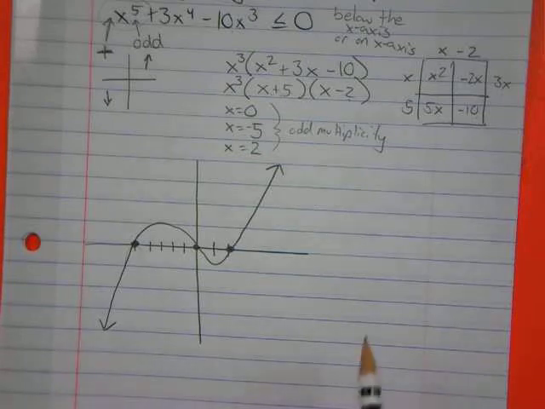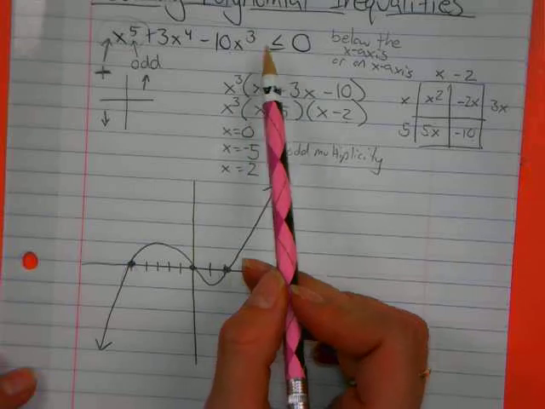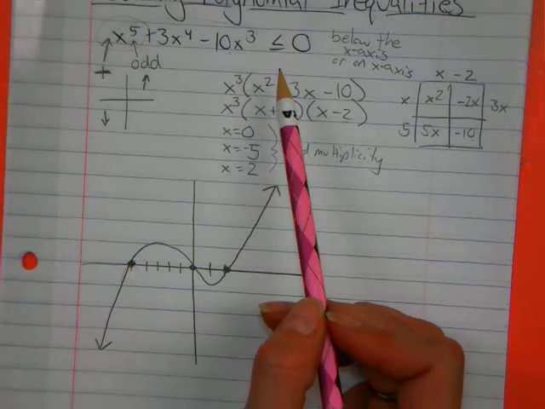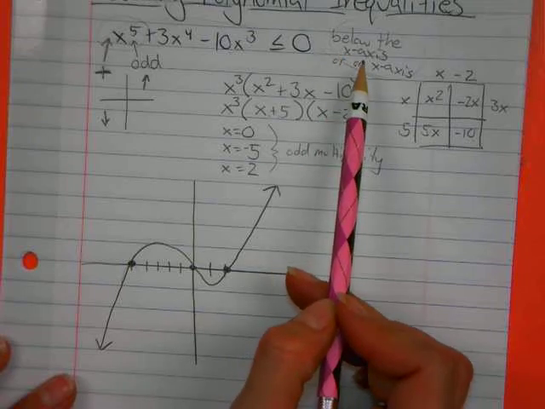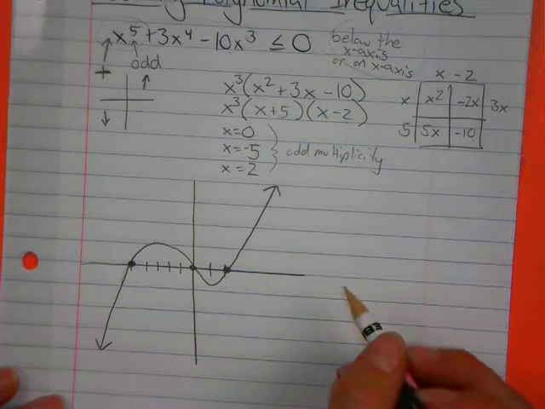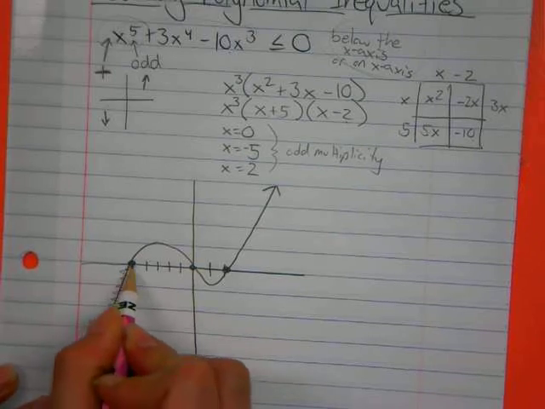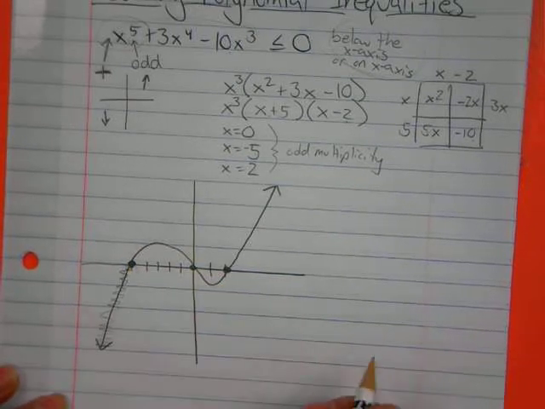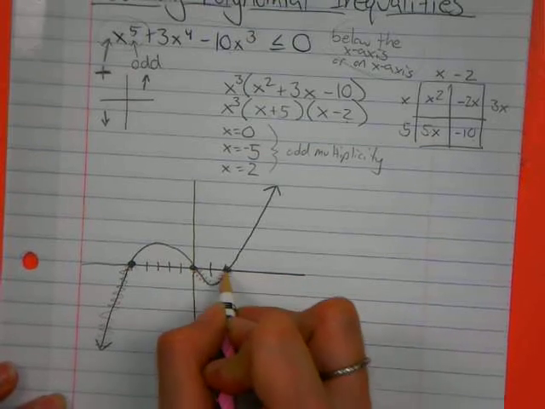But let's make sure we actually answer the question. It wants to know for what x values this inequality is less than or equal to 0, and we said earlier that means where it is below the x-axis or touching the x-axis. So I see that this part of the graph is below, all the way up to this point right here where it is touching. And then this piece of the graph is also below, with these 2 points touching.